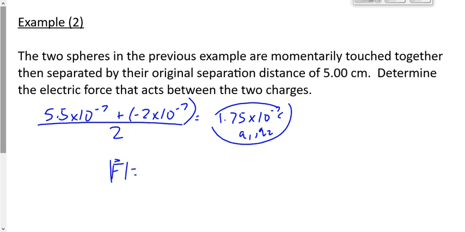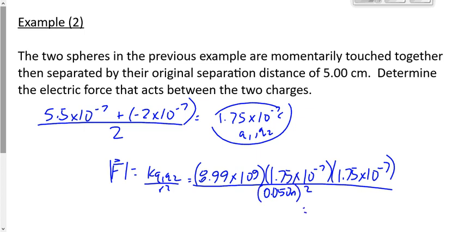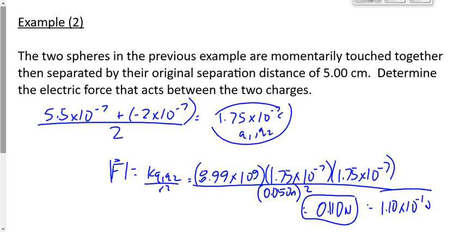Now the force is just found by Coulomb's law. It's k Q1 Q2 over r squared. That's 8.99 times 10 to the 9 times Q1, which is 1.75, times, once again, 1.75, because they're both the same, divided by r squared. The value of r is 0.050 meters, as it was before. Solve for force there. I get 0.110 newtons, or we could have said 1.10 times 10 to the negative 1. That would have worked as well.